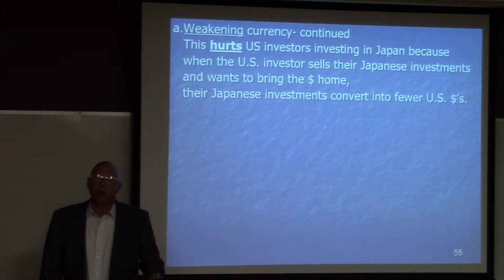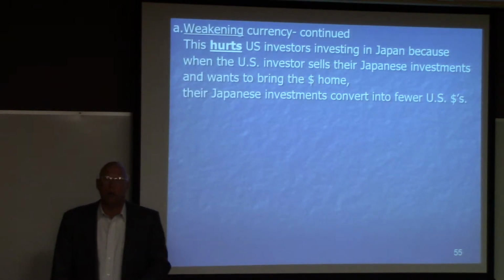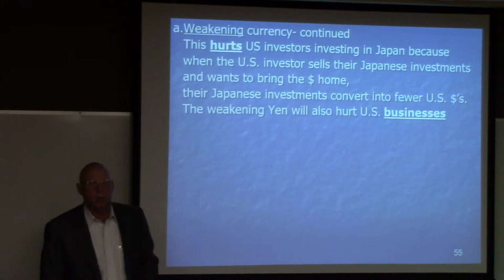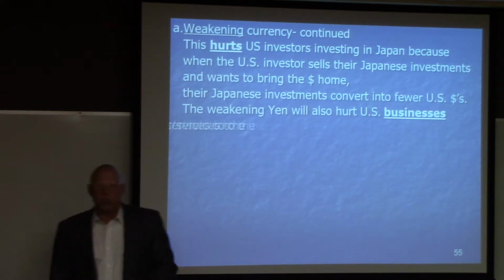If you buy a Japanese investment, you don't pay dollars for it; you have to convert your dollars into yen and then buy the investment. You then sell the investment, and what do you get back? Yen, which you then must convert into dollars, and you will get fewer dollars for your yen at that point in time.